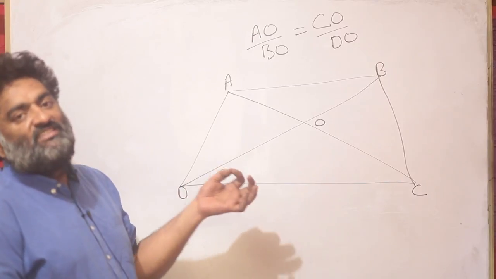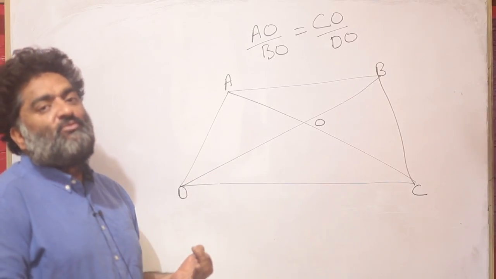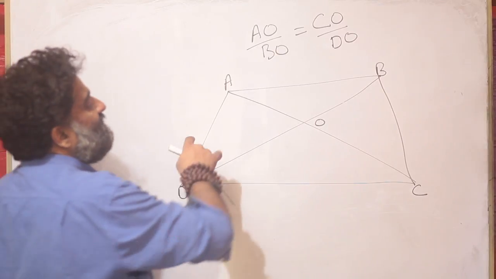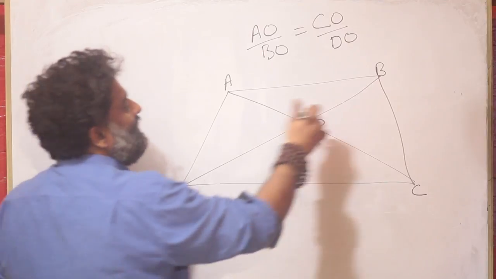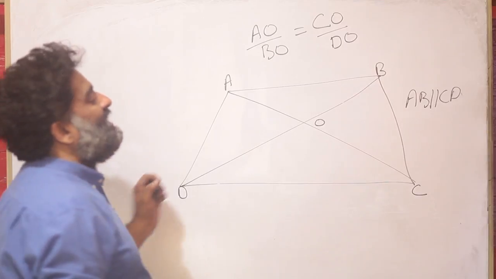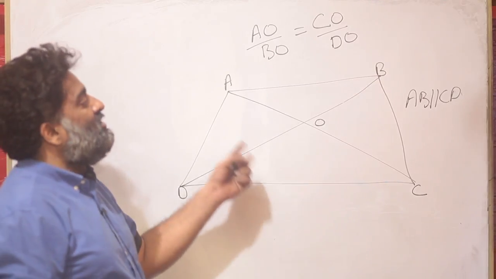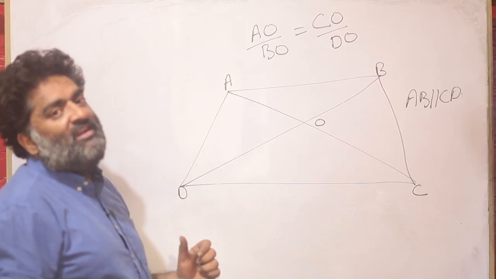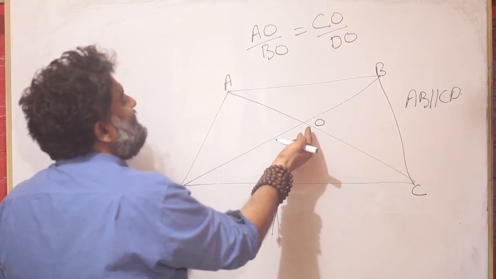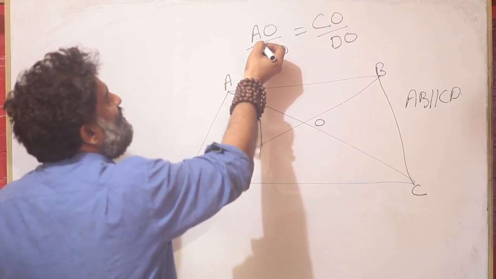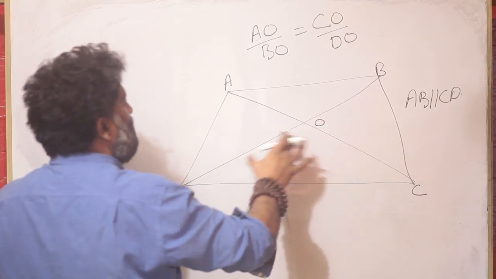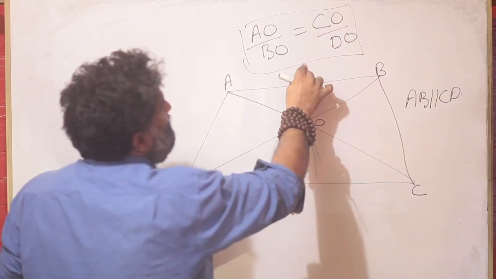So let us look at a trapezium once again, and using basic proportionality theorem try and derive a very interesting result about it. And the result is, if you have a trapezium ABCD where AB is parallel to CD, because in a trapezium one pair of opposite sides is parallel to each other. So in this trapezium AB and CD are parallel to each other, and if I draw the diagonals AC and DB and they intersect at point O, I can say AO upon BO is the same as CO upon DO. So a very interesting property about the trapezium.